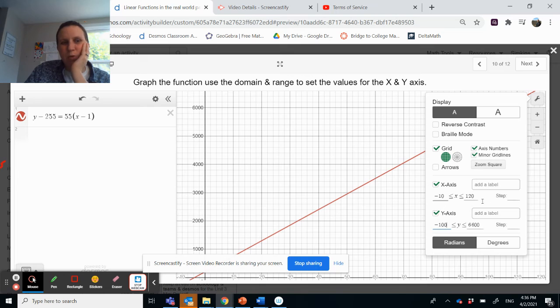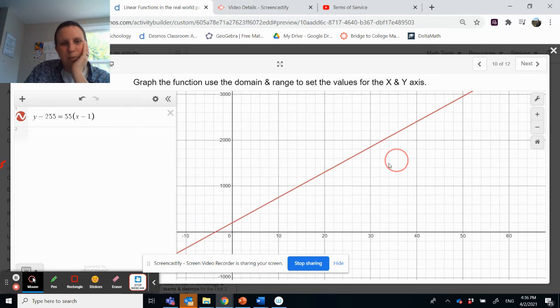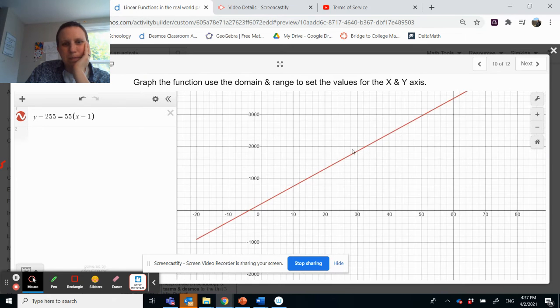So by using my domain and range to inform how I set this up, I was thinking about reasonable numbers. Maybe you decided that Roberto would only save for 24 months. You could just zoom in or out on the graph once you've got some kind of brainstorm there, some kind of idea of what's realistic, and then find those points.